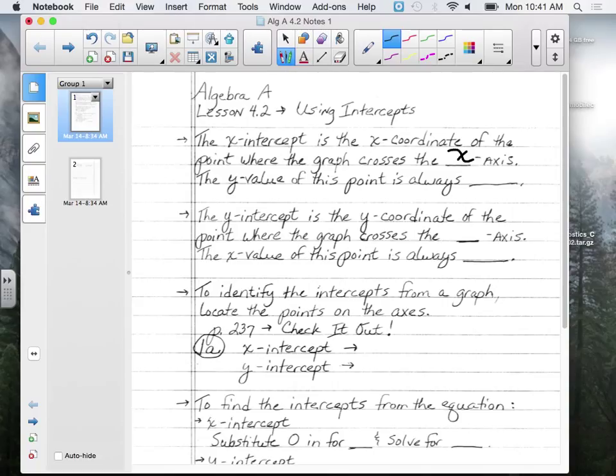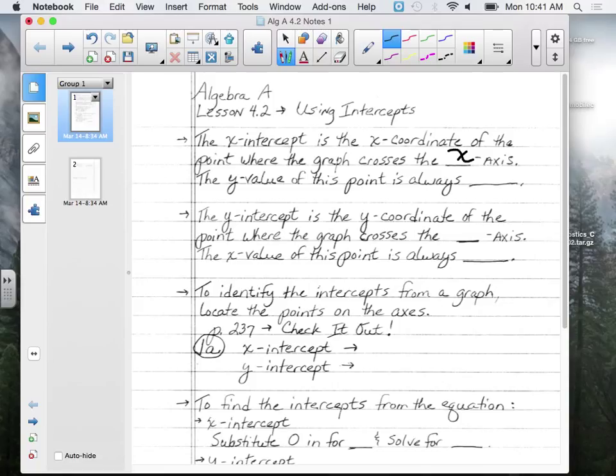0? Positive or negative? Sort of. What if it was 0? Then it's neither. Okay. So the y value of this point is always something, right?